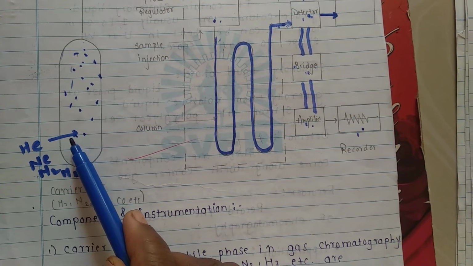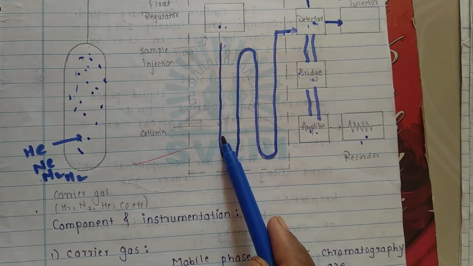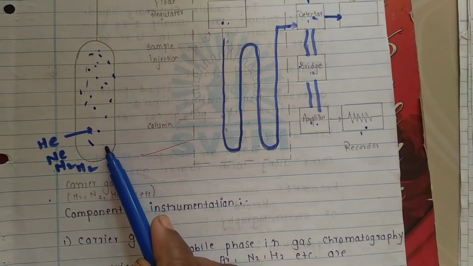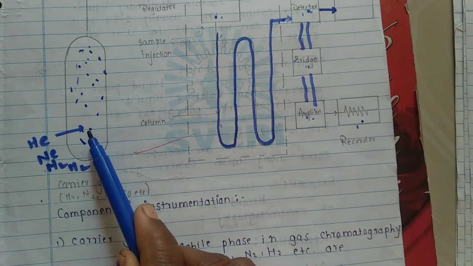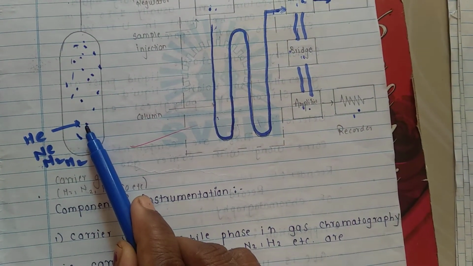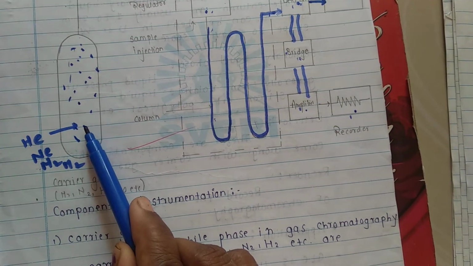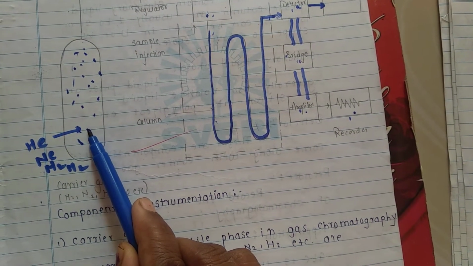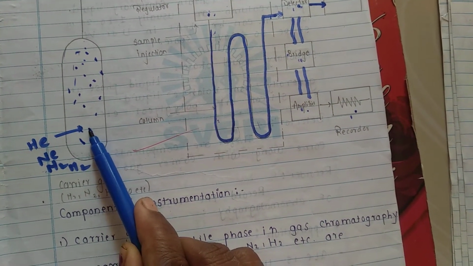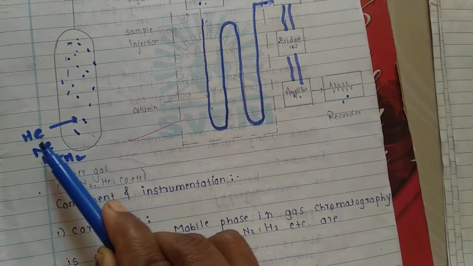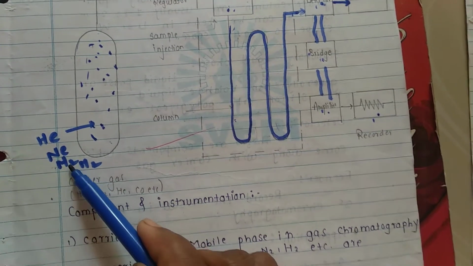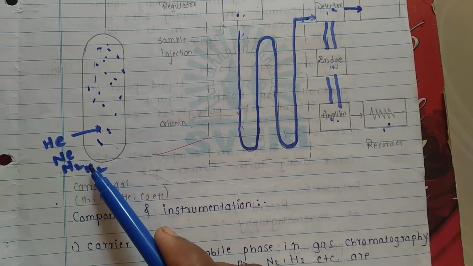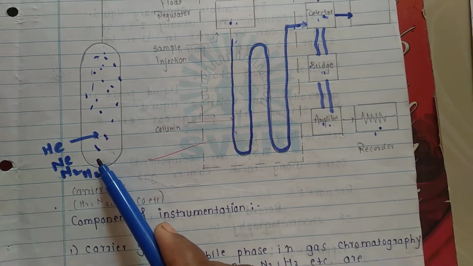Column, this is a column, this is a cylinder. This cylinder contains the mobile phase. The mobile phase is known as the carrier gas. The carrier gas is generally helium, neon, argon, hydrogen, nitrogen. This gas is used as a carrier gas.